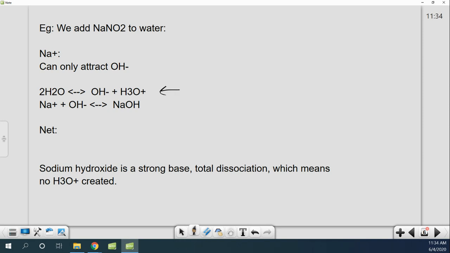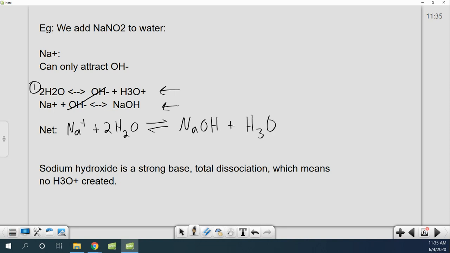So I write out the dissociation of water. I write out how sodium combines with hydroxide. And dissociation of water is always the exact same, right? It's 2 waters gives you OH- and H3O+. So net equation, I've got my sodium plus 2 waters are going to give me, so my hydroxides cancel, sodium hydroxide and hydronium.